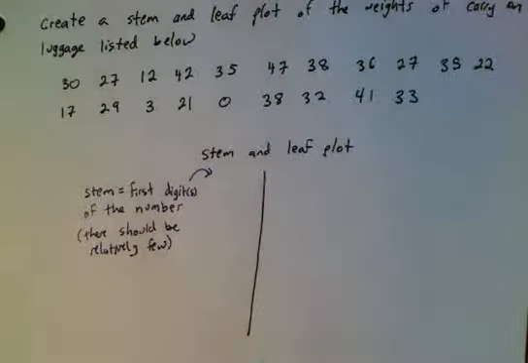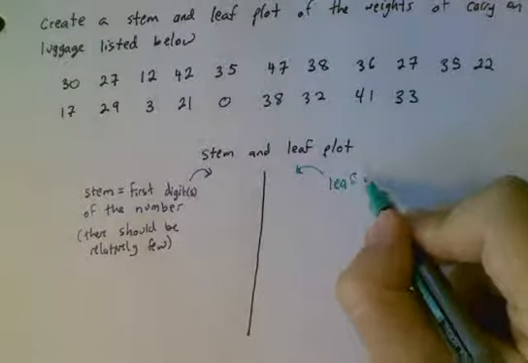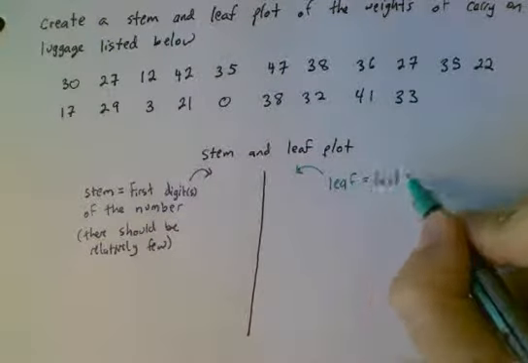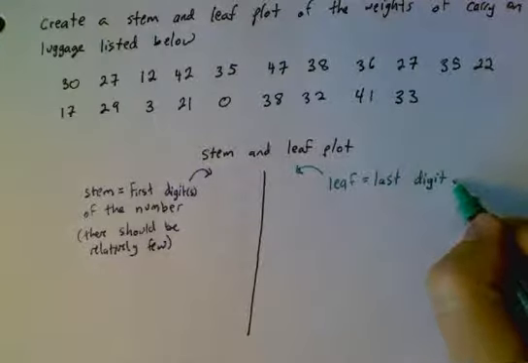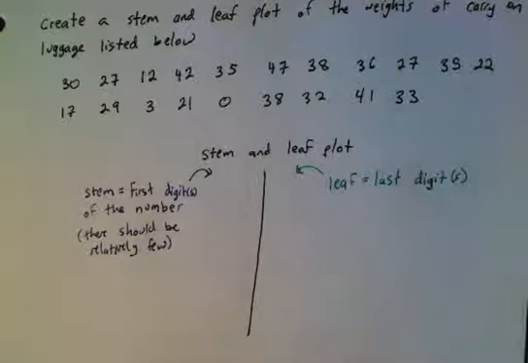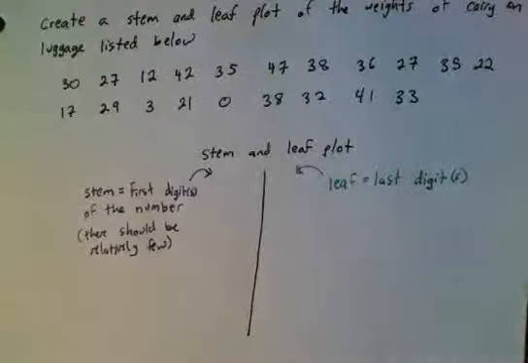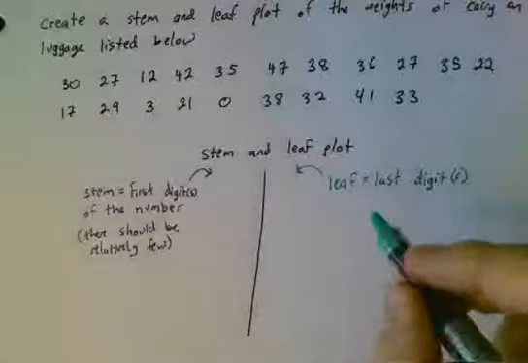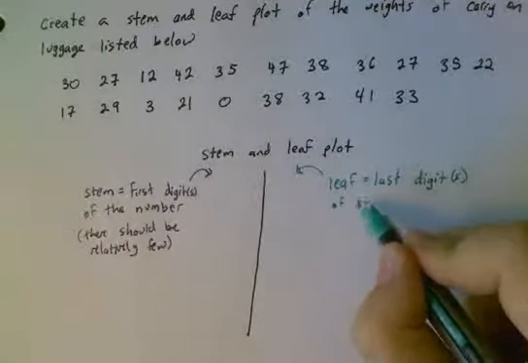The leaf, let's do green for that. It's the last digit. Sometimes it'll actually be multiple digits. There are sometimes conventions where we only would use one over here, but for our purposes occasionally we'll use two. But it's the last digit or digits of the number.